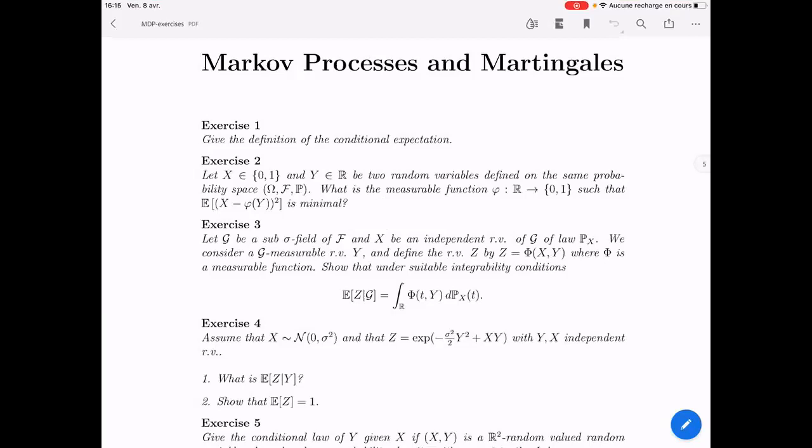So it looks a bit like what I said before, because the conditional expectation of X given Y is the one which minimizes the distance between X and a function of Y.